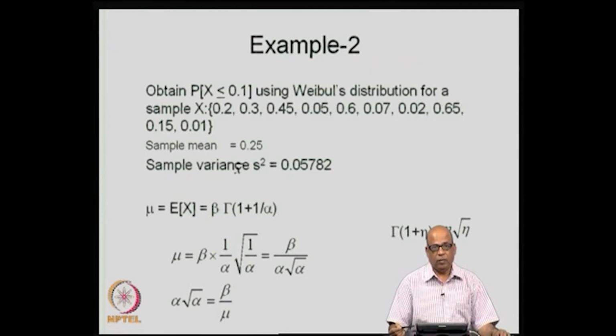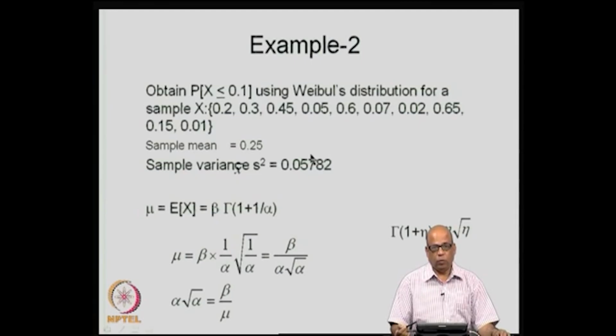Remember, when we are talking about the extreme distributions for the minimum values, we call it the Weibull distribution. So, with the Weibull distribution we are always talking about the lower extreme. We will obtain the probability of x being less than or equal to 0.1 using the Weibull distribution for a sample x as given here.